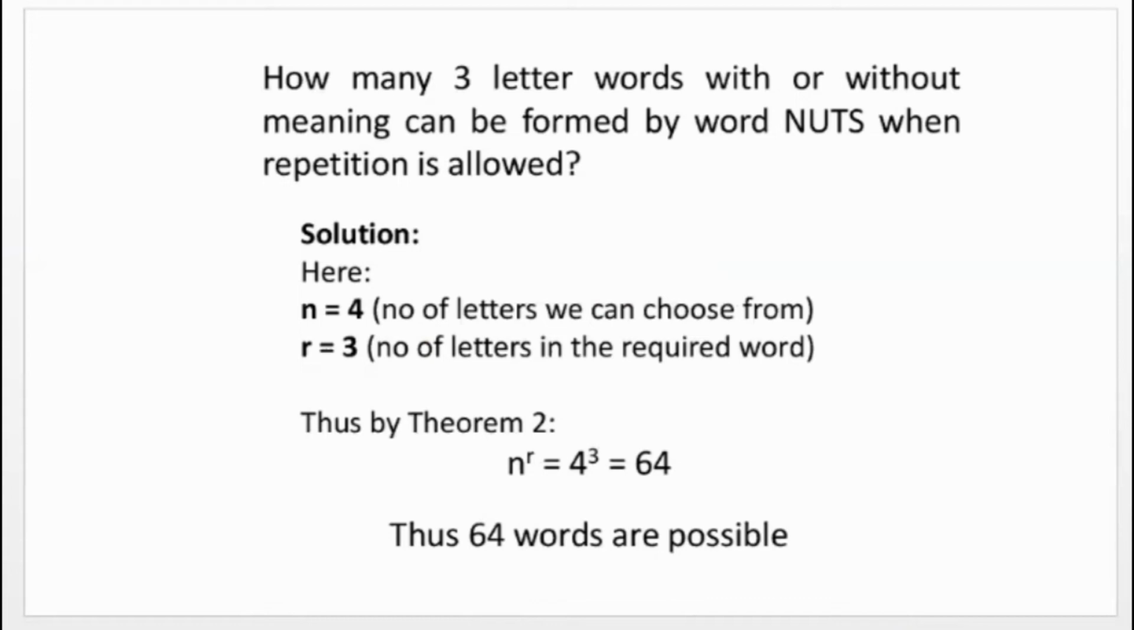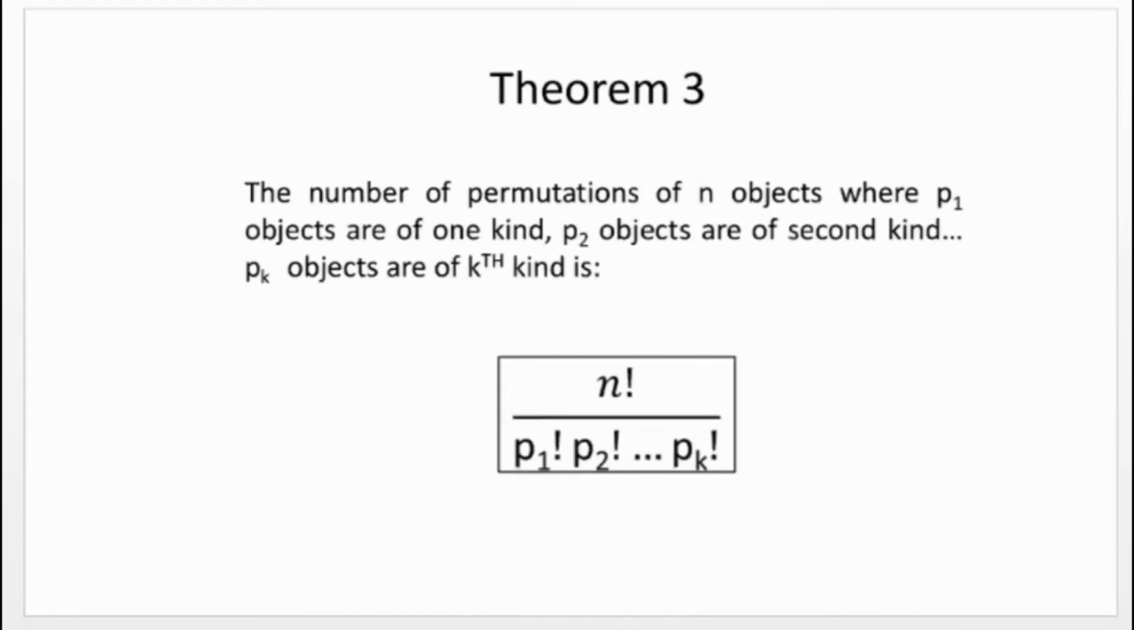How many 3-letter words with or without meaning can be formed from the word NUTS when repetition is allowed? N is equal to 4, r is equal to 3, then the result is 4 to the power 3, 64 words.